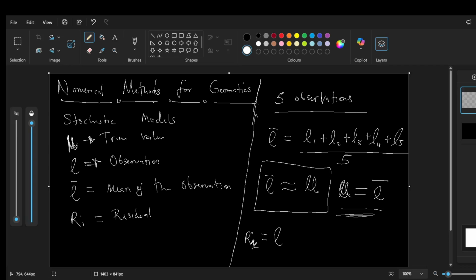So the residue in the first observation is equivalent to the first observation minus the mean, which you're saying is equal to the true value. So this is the first residue, and the residues follow up like that. So the residue in the second observation is equivalent to the second observation minus the mean.